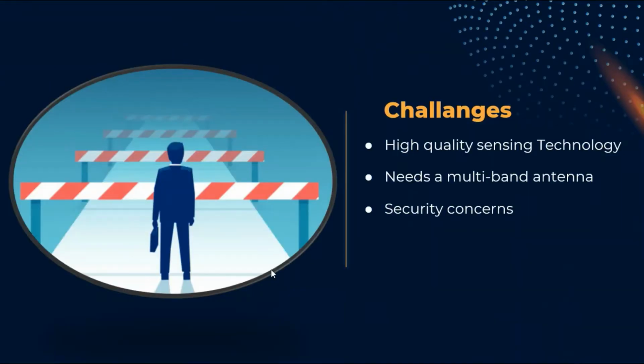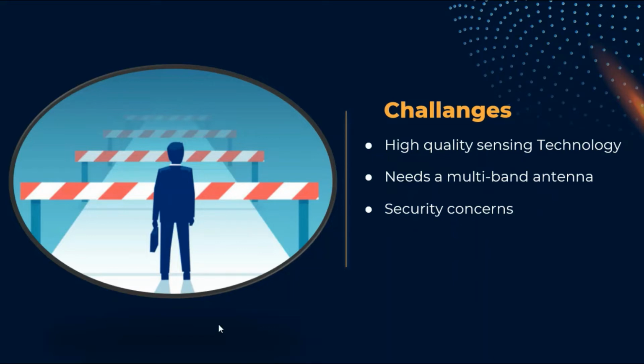So what are the challenges that face cognitive radio from being popular? The challenges, firstly, high quality sensing technology, because we will be transmitting at low power, so we need high quality sensing technologies. Secondly, we will need a multi-band antenna because we will be using a lot of bands, a lot of frequencies. And finally, of course, the security concerns.